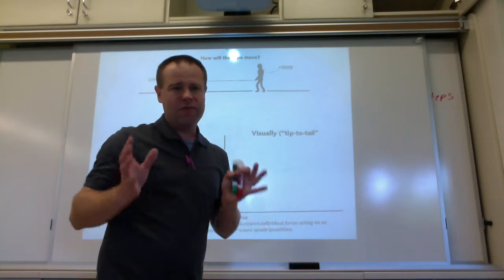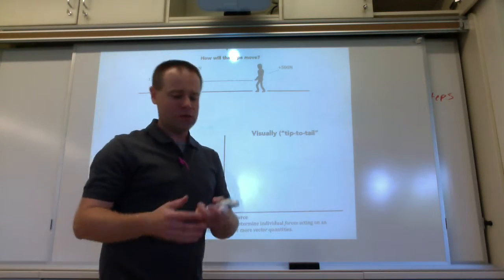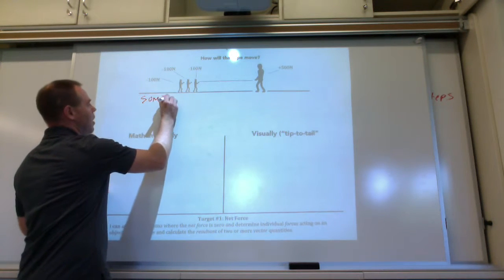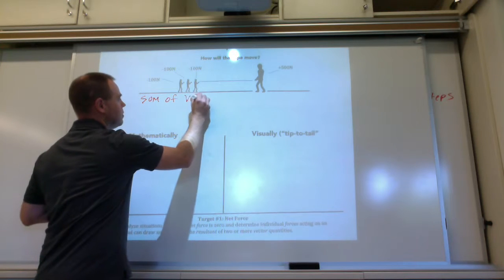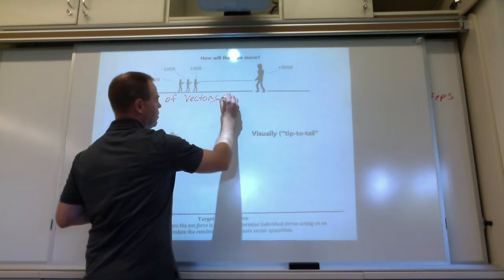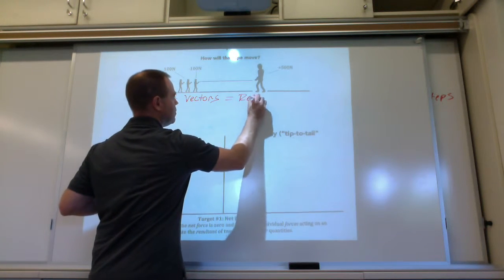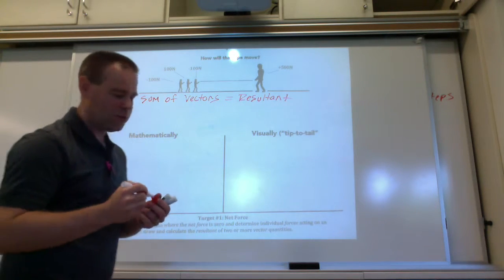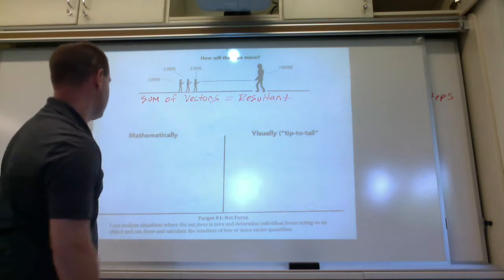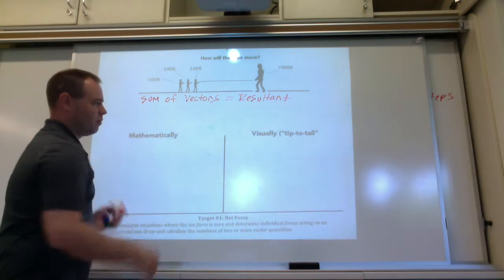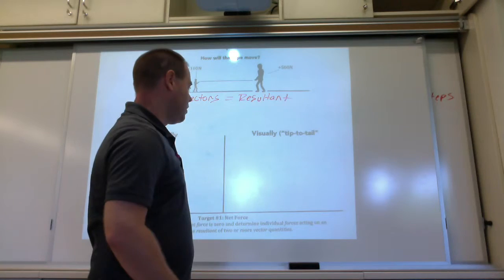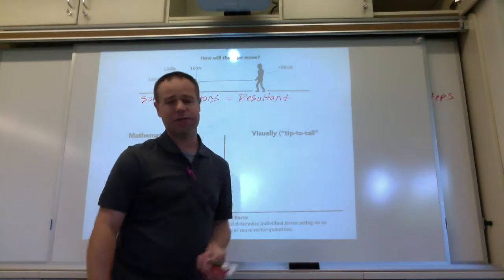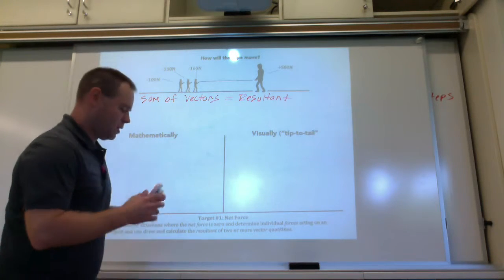Well, when you add up vectors, the sum of those vectors is called the resultant. And there's 2 ways to find the resultant. There's 2 ways to add up vectors. We can add vectors up mathematically, or we can add vectors up visually, okay? And mathematically is kind of with those positives and negatives, and visually is with something called the tip-to-tail method. So let's take a look at both these examples.